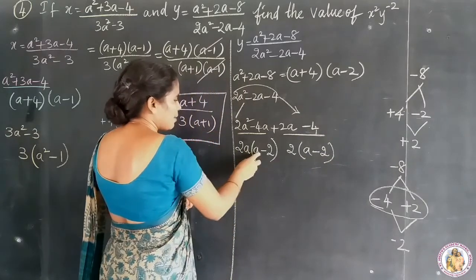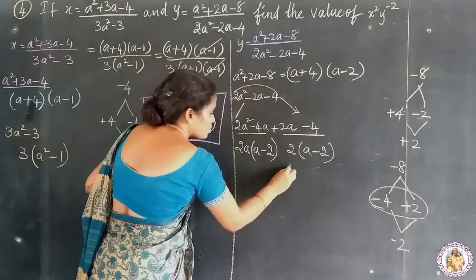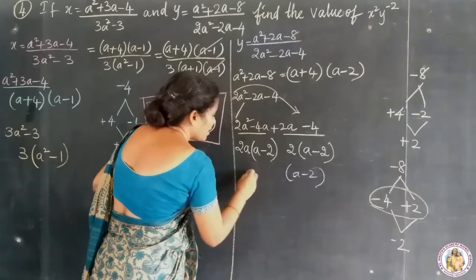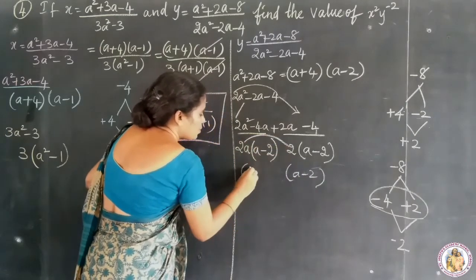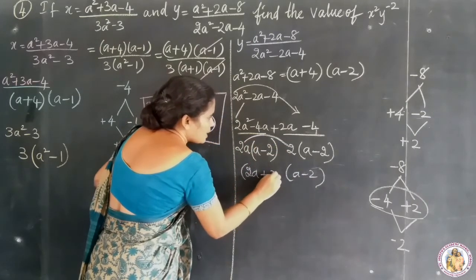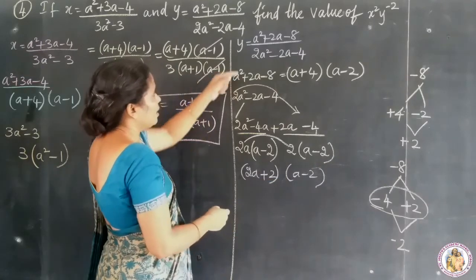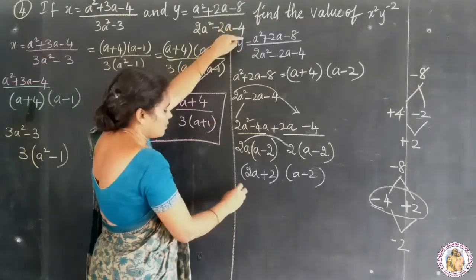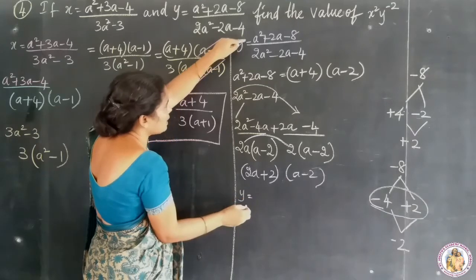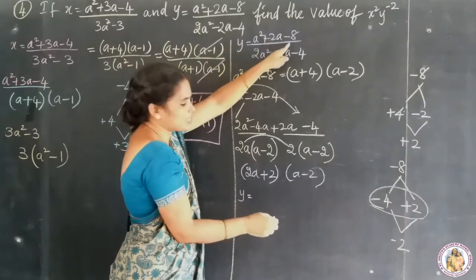Okay, now you can see a minus 2 is common. So a minus 2 as one factor and 2a plus 2 as another factor. Okay, now let us find the value of y. So y is equal to a square plus 2a minus 8.